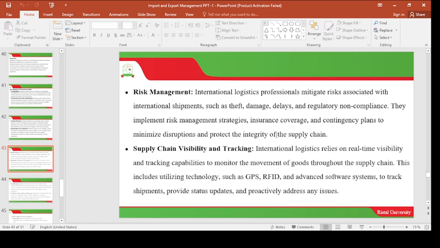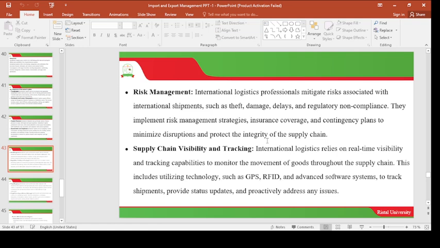So international logistics professionals implement risk management strategies such as insurance coverage to mitigate some of the risks of damage or theft, and contingency plans to minimize disruption and protect the integrity of the supply chain. Contingency plans may be in the form of setting aside some budget, such that if funds are required, they can get them from that budget or plan that was laid earlier, to mitigate the risk of delays.